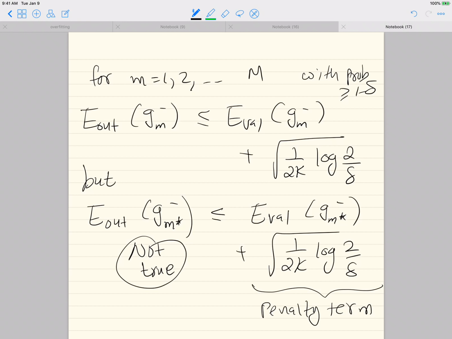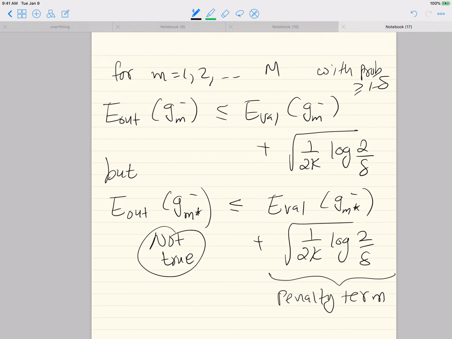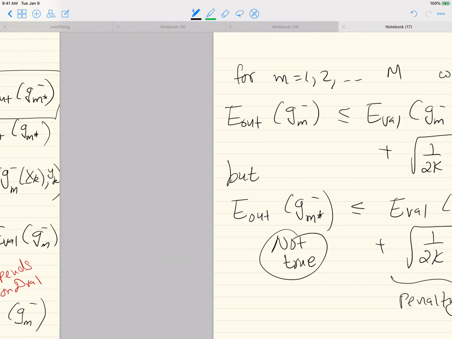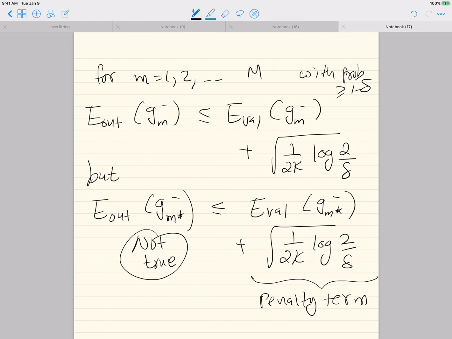So this is how M star was selected. I had it on the previous page. M star was selected using this rule, so it is dependent on dval, but via this particular selection rule. You compute eval for the first candidate, for the second candidate, for the third candidate, and pick the winner, the one that has smallest eval, right? That's how the dependence happens.